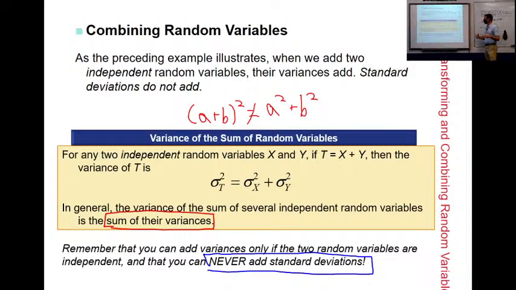So remember that you can add variances and you should not add the standard deviations. If you get two different variables, then you need to combine and add the variances, not standard deviations.